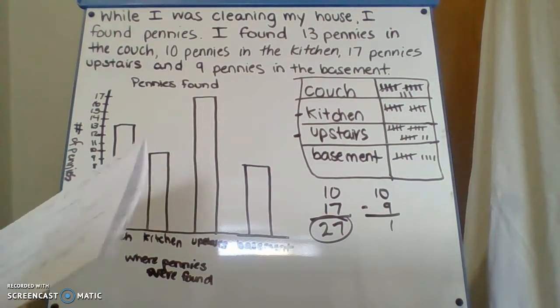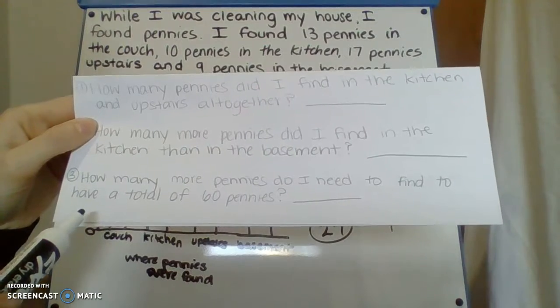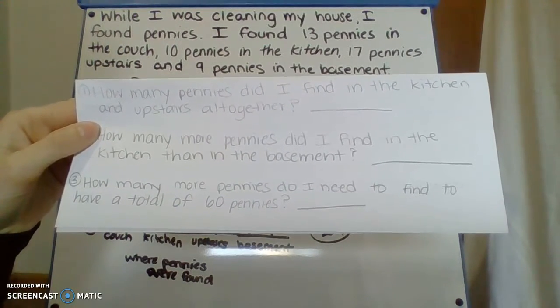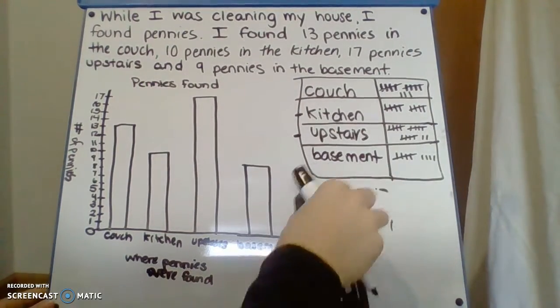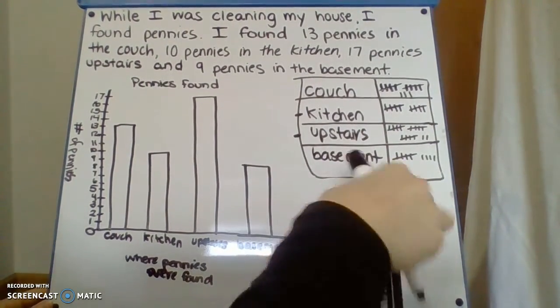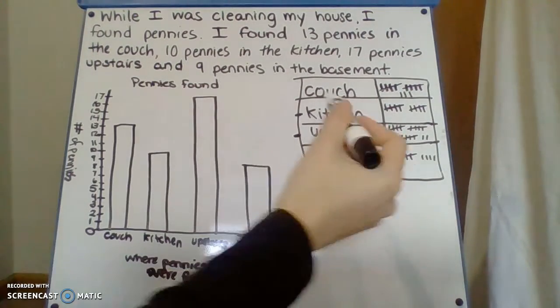And your last question, which is a little different, we haven't done this, so this is actually why I decided to go over this with you. It says, how many more pennies do I need to find to have a total of 60 pennies? Right now, you need to ask yourself, do you know the total of all of these pennies added together? No, you do not. So your job is to first find the total. So that's what we need to do now, is to find the total of all of these added together.